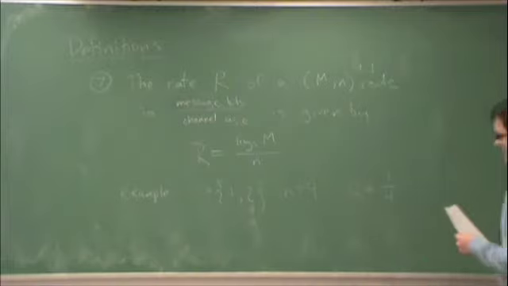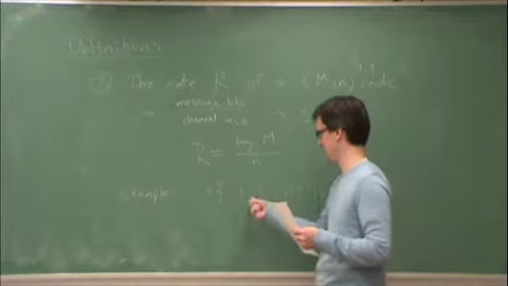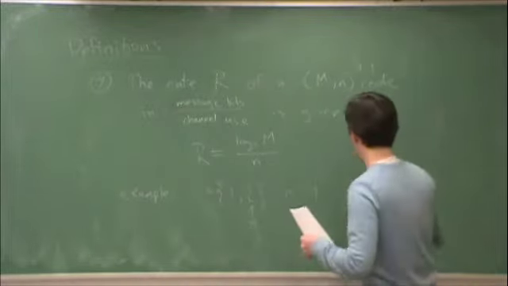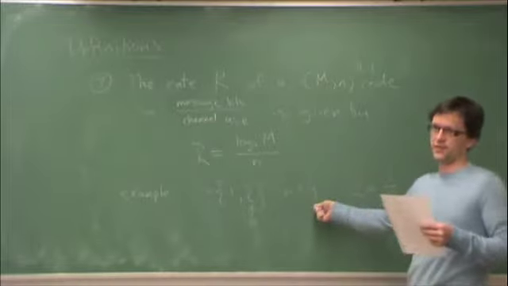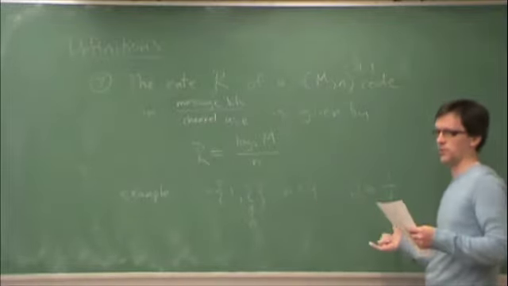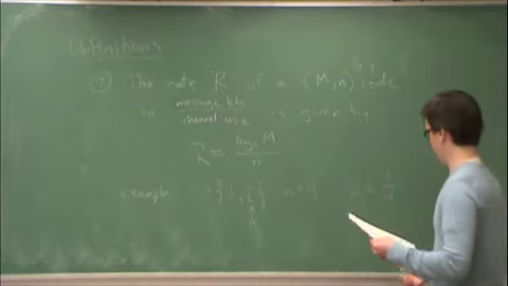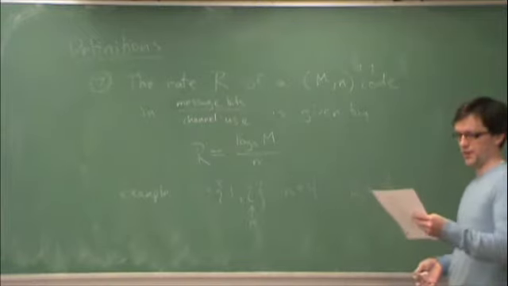So that makes sense. I start with 1 bit. I can distinguish between these two messages with 1 bit. And I expanded them to 4 bits. So it makes sense that the rate of that is 1/4. So for each channel use, I'm basically sending 1/4 of a bit.